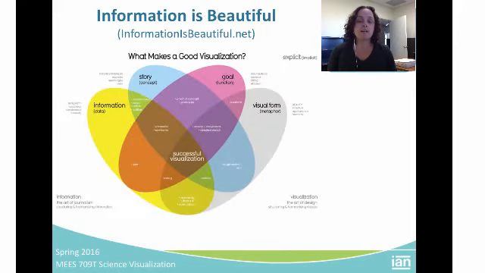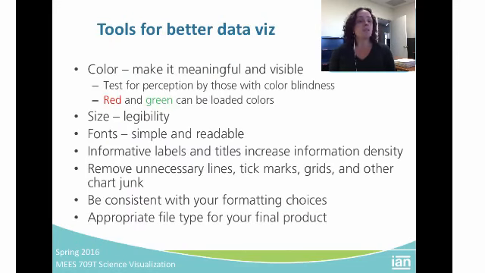So this is the Venn diagram of what makes a good visualization from the Information is Beautiful website. So the overall 4 elements are the information or data, the story or concept, the goal or function of your visualization, and then the visual form or the design of the data. So when all of those intersect, you have a successful data visualization. If one of those elements is missing, it's not an informative or good data visualization. So try to think about all of those 4 elements when you're designing your visualizations.